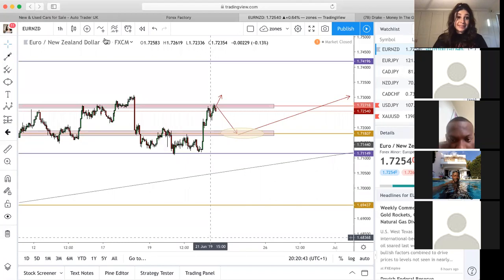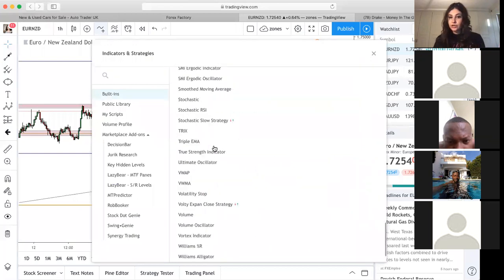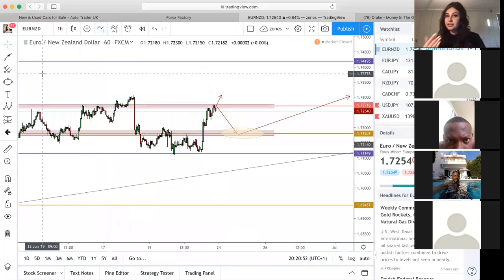You've got so many indicators on TradingView, it's a joke. Like right now, if you just look, we can just scroll down forever. There's so many indicators for you guys to use. So I would recommend you test them out, see what works for you, see what doesn't work for you, and then go based on what you prefer.